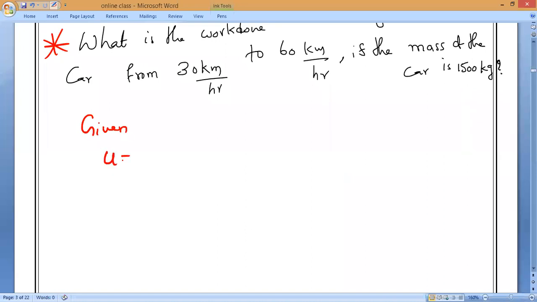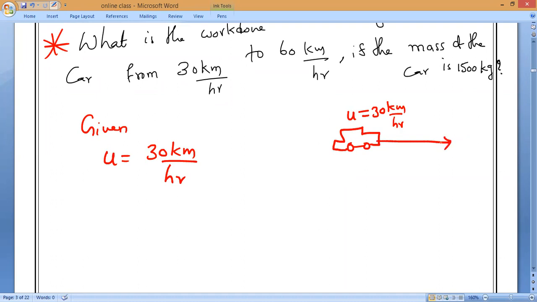So, initial velocity 30 kilometer per hour. One more thing I told you: diagram. Take the car having initial velocity 30 kilometer per hour. After traveling some distance, we don't bother about the distance, it will reach the final velocity. What is the final velocity? 60 kilometer per hour.